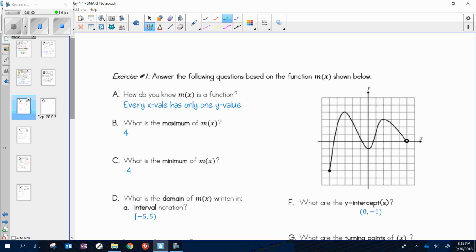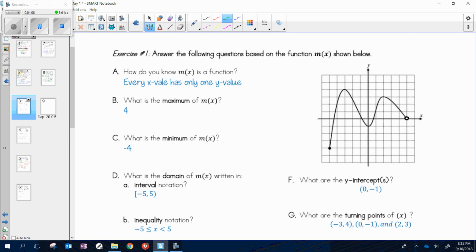All right, second page of notes. Answer the following questions based on the function, and it's already been done for you. I'm just going to show you on the graph. Every x value has one y value. That's just the definition of a function. You could also say, if I drew a vertical line, it passes the vertical line test. Anywhere you draw a vertical line, it's going to pass.